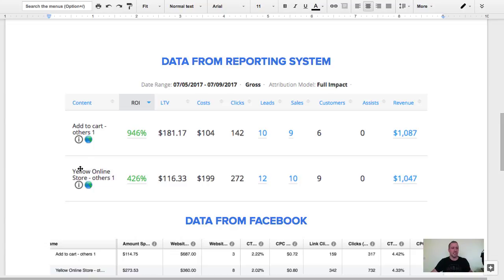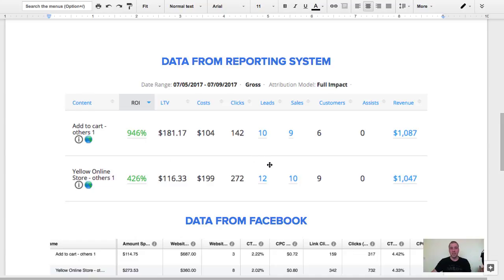In the same ad set, I'm running another ad, and this one is also getting results. As you can see, there is 426% ROI. I have spent nearly $200 on this ad. It has generated 272 clicks, 12 leads, 10 sales, 9 customers, and results are $1,047.